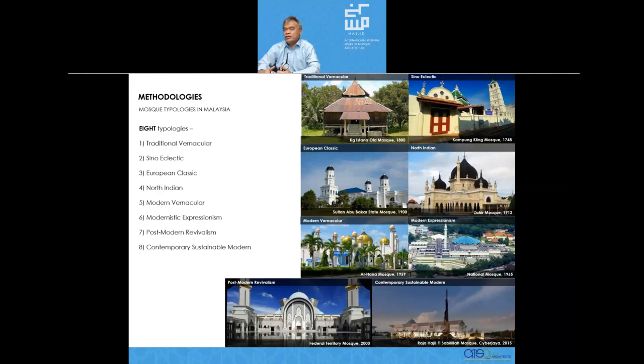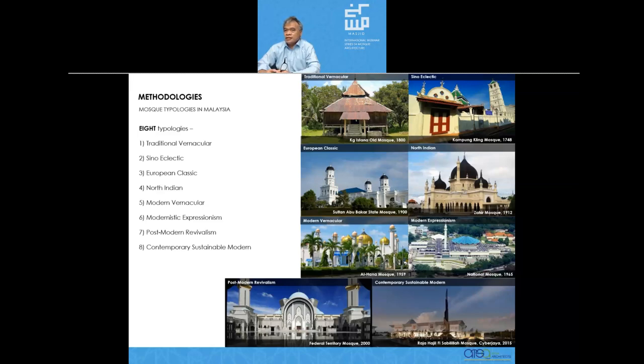So the typology is pretty much tropical and vernacular. After that, the Sino-eclectic, European, and North Indian styles were actually brought in from other countries because of the influence of the colonization period between the Portuguese, Dutch, and the British. They have influenced the architecture.